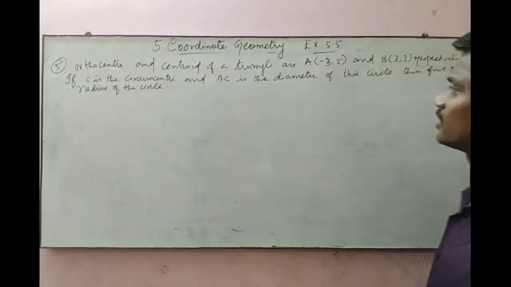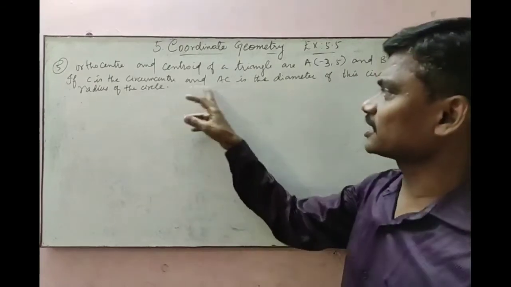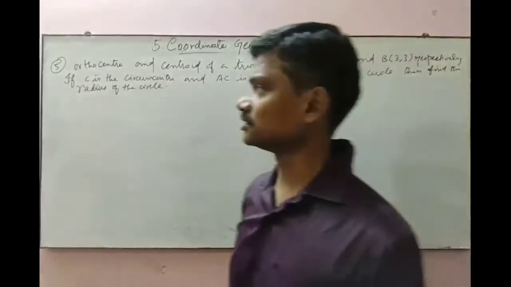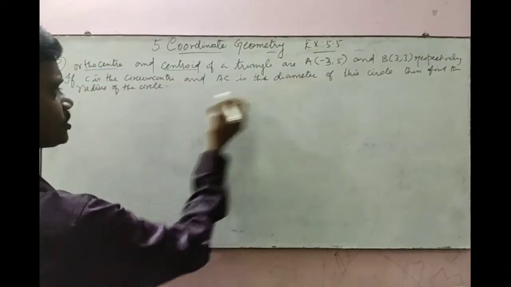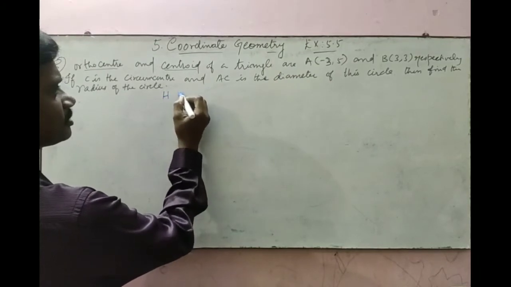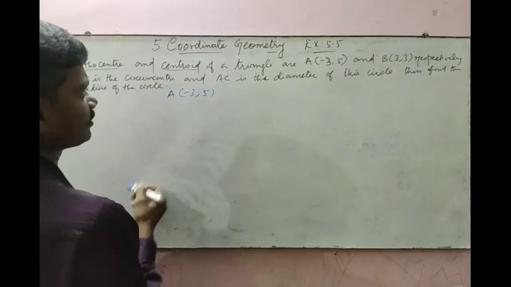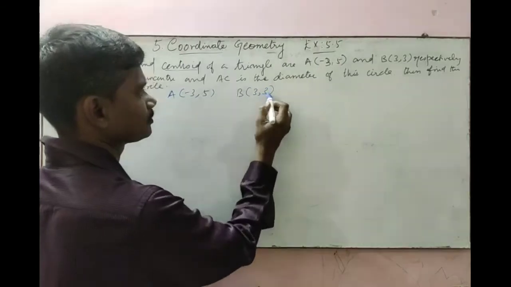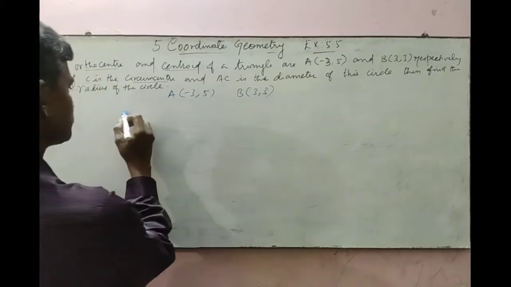Orthocenter and centroid of a triangle are A of minus 3 comma 5 and B of 3 comma 3 respectively. If C is the circumcenter and AC is the diameter of this circle, then find the radius of the circle. So here orthocenter and centroid is given to you. The orthocenter is named as A of minus 3 comma 5, and the centroid is named as B, that is 3 comma 3. Then C is the circumcenter.